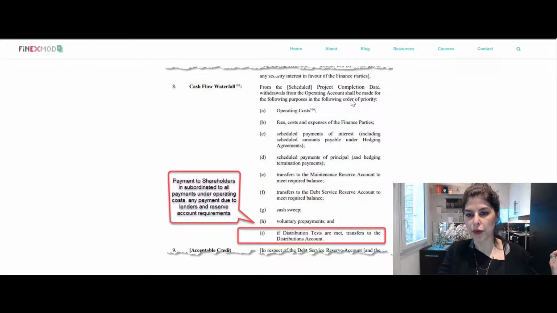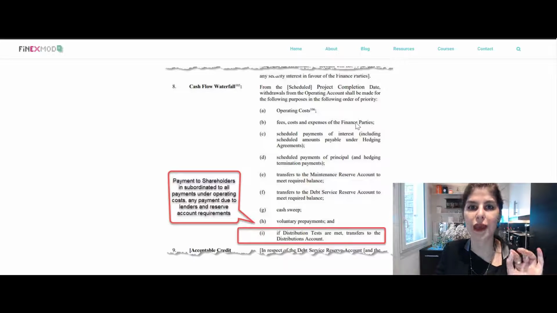So in this specific term sheet, it says that the withdrawal from the operating account shall be made for the following purposes in the following order of priority. So that's the important thing, the following order of priority. So that's the definition of a cash flow waterfall.